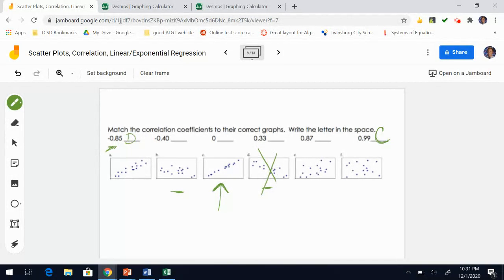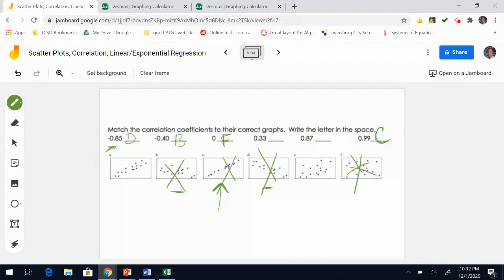So I crossed that one off the list. I crossed C because that one was pretty obvious with the 0.99. The other negative one right here is negative 0.4, so I'm going to go with B for that one, just so I don't accidentally put the same letter for one of those coefficients. 0 means no correlation, so I'm going to go with F for that one, right? I don't think F really has any positive and negative. It looks kind of all crazy over there. So we'll cross that one out.